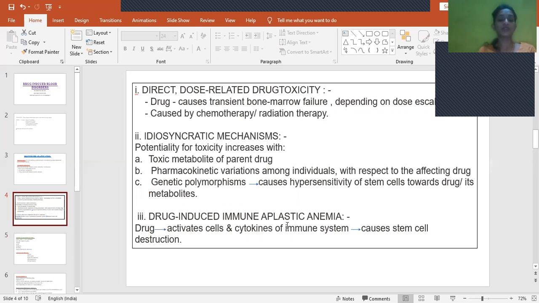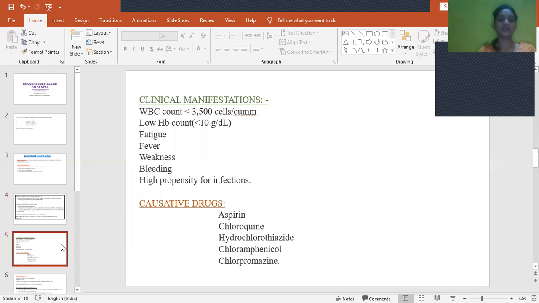And in drug-induced immune aplastic anemia, whatever the drug is, it will activate immune cells and cytokines, that is T lymphocytes, B lymphocytes, and cytokines like interleukins. So when these get activated, they will initiate immunological reactions. When these immunological reactions take place, it causes the destruction of stem cells. So these are the mechanisms of drug-induced aplastic anemia. And then these are the clinical manifestations, and the causative drugs include aspirin, chloroquine, hydrochlorothiazide, chloramphenicol, and chlorpromazine.